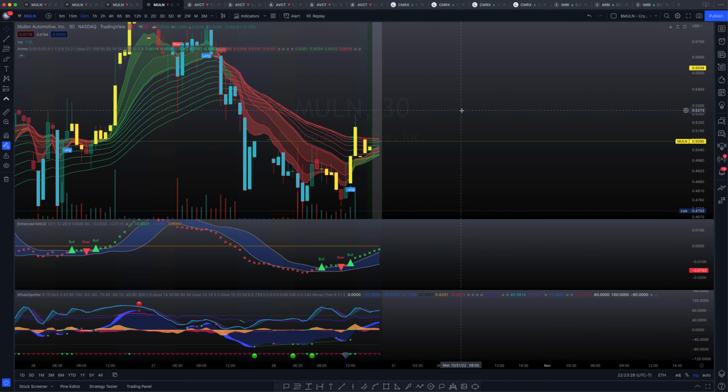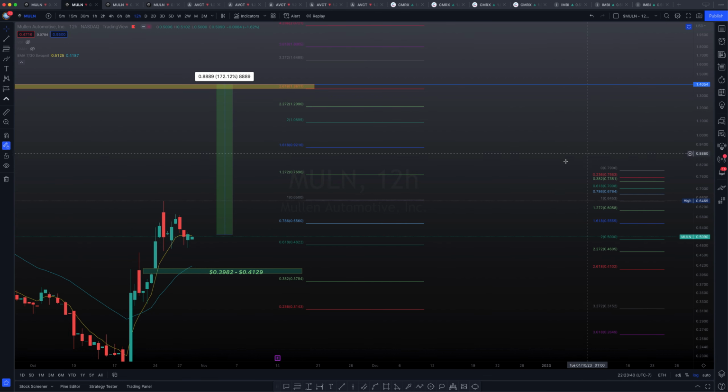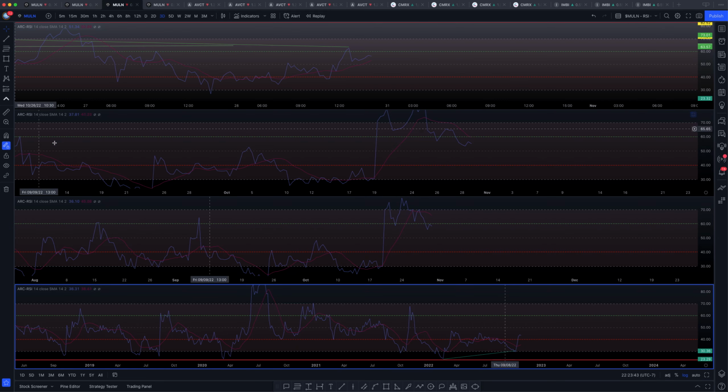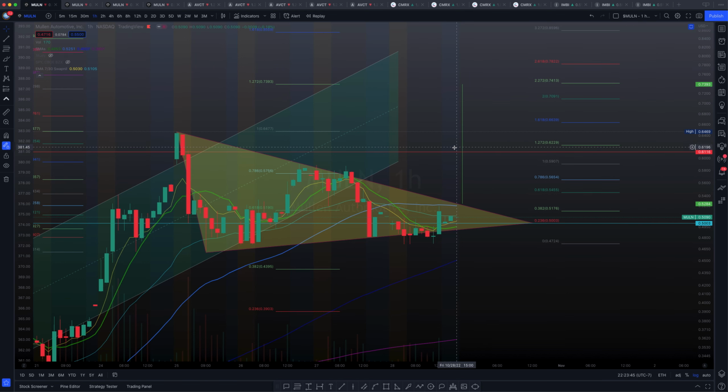But this should be a pretty good place to leave the analysis on MULN. I do not suggest entry just yet, you guys. I am personally fearing what the Fed's gonna do, and I honestly don't think that they're gonna give us a 50 bip. I could be wrong, but if they give us a 50 bip rate hike, then the markets are gonna go berserk. If they give us a 75, then the markets are going to sell off, you guys.